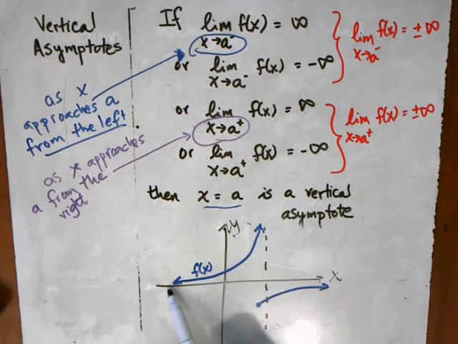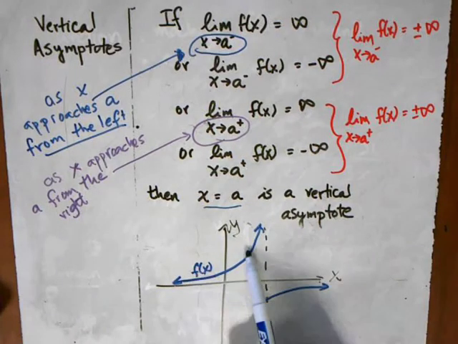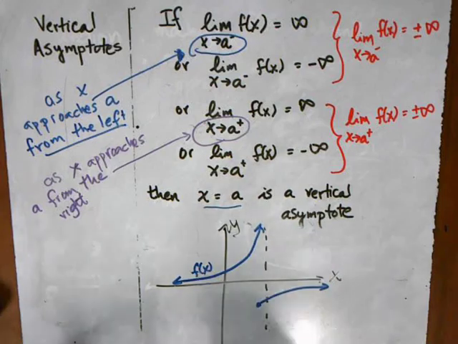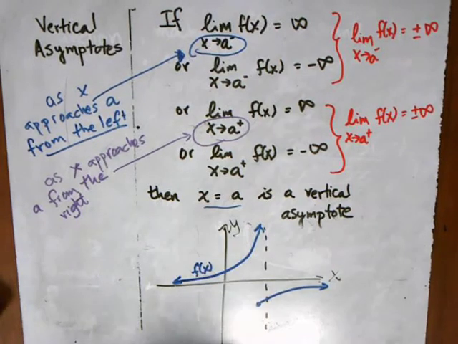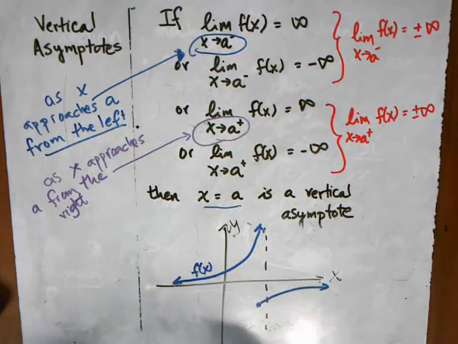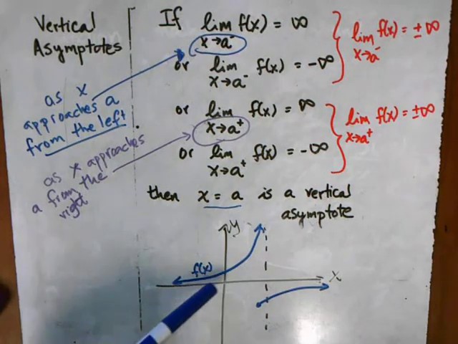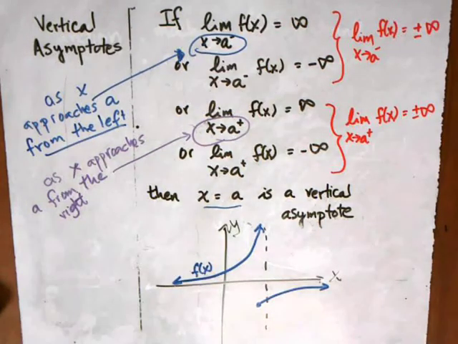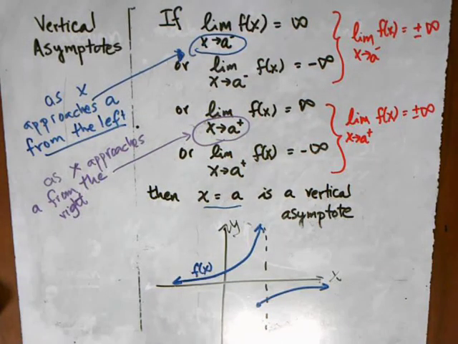As you approach from the left, the graph goes towards positive infinity. Okay? And that's the most important part about the definition, is that it goes towards positive infinity or negative infinity as x gets closer and closer to A. It's allowed to cross over, at least some part of the graph is allowed to cross over the asymptote. As long as one part of it satisfies one of these definitions, then the vertical line is in fact a vertical asymptote.